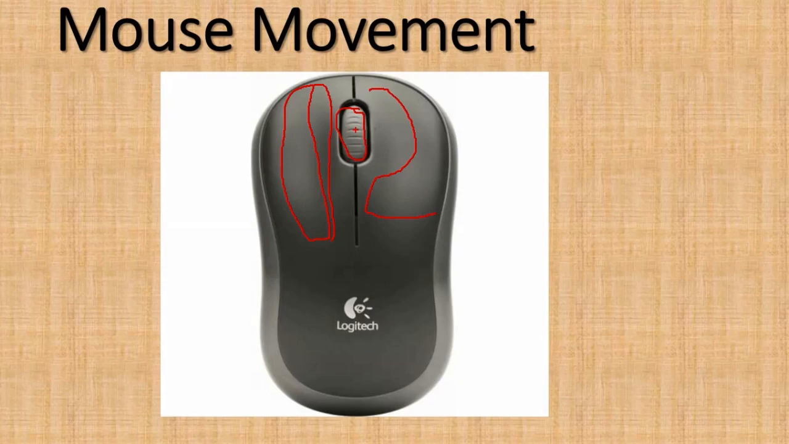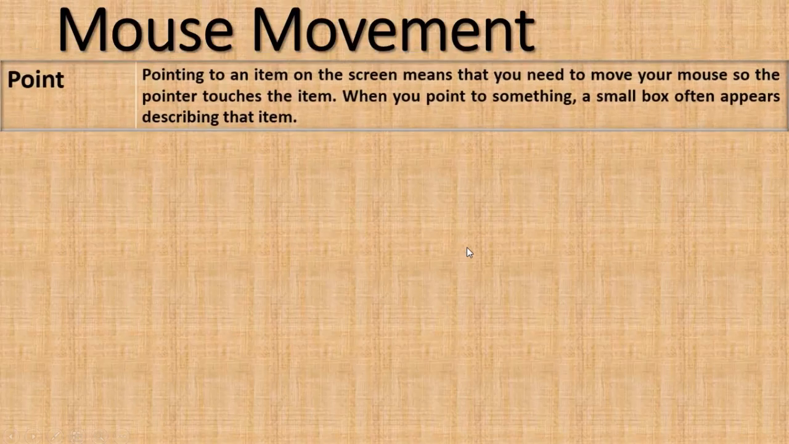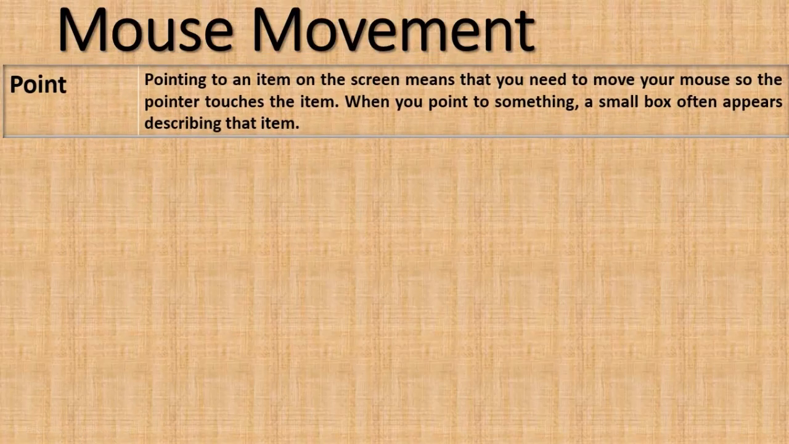Just pay attention to the next section, and that will help you understand how you work with the mouse. Take some time and understand how the mouse moves, or mouse movement. So this one is point. For you to be able to click on an item, you need to point to that item or icon. Pointing to an item on the screen means that you need to move your mouse so the pointer touches the item. When you point to something, a small box often appears describing that item.